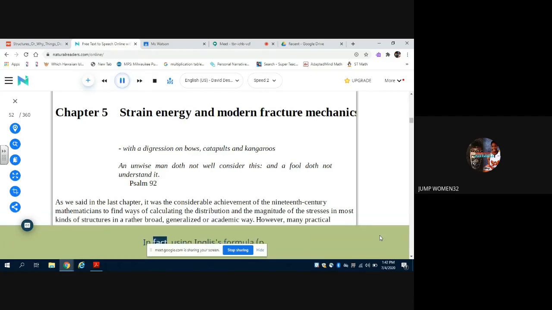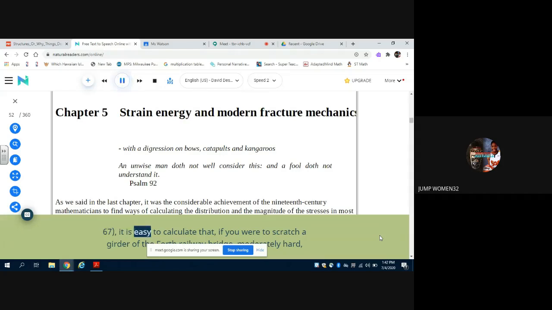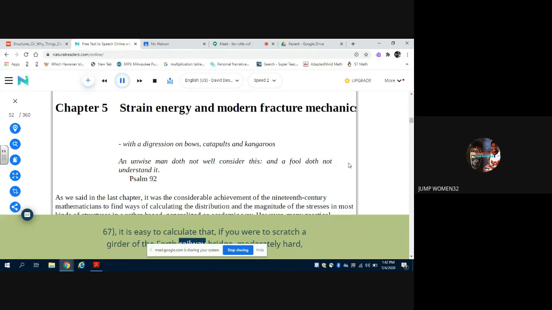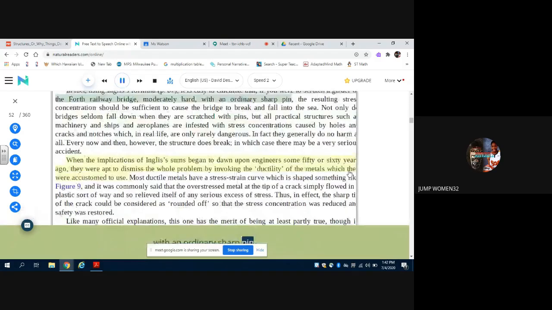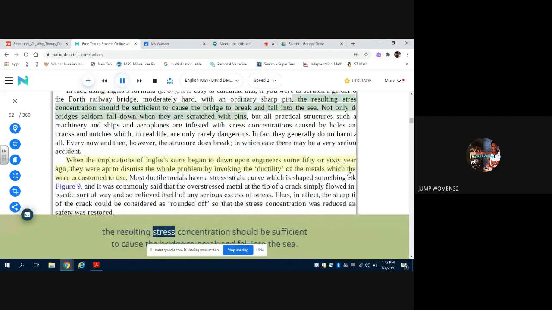In fact, using Inglis's formula, it is easy to calculate that, if you were to scratch a girder of the Forth railway bridge, moderately hard, with an ordinary sharp pin, the resulting stress concentration should be sufficient to cause the bridge to break and fall into the sea.